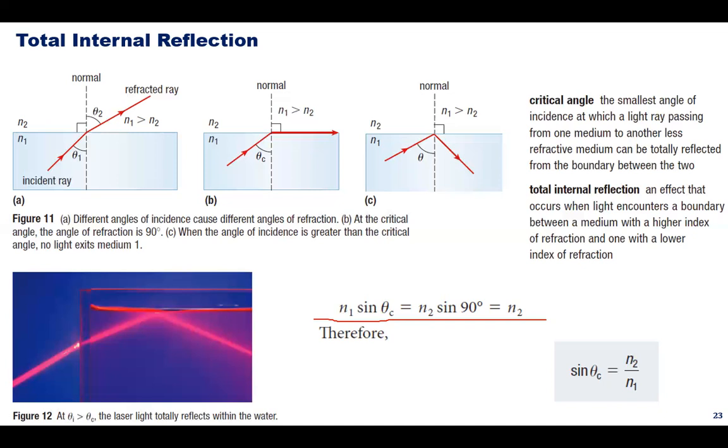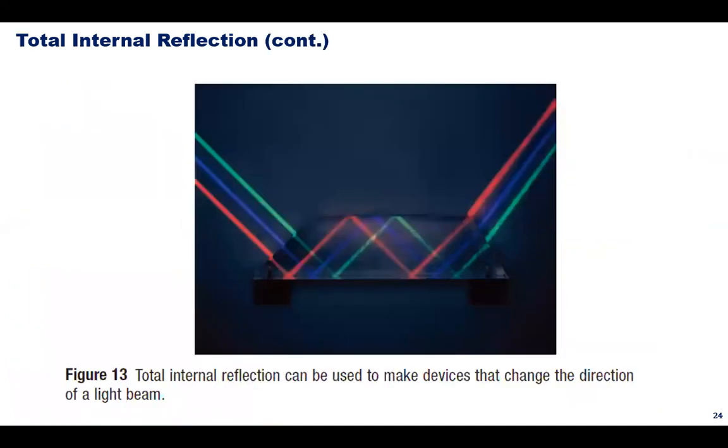This means that total internal reflection only occurs when light travels through a medium and encounters a boundary of another medium with a lower index of refraction. In other words, N1 must be greater than N2. Any questions? Okay, so total internal reflection can occur even when the medium appears to be otherwise transparent.